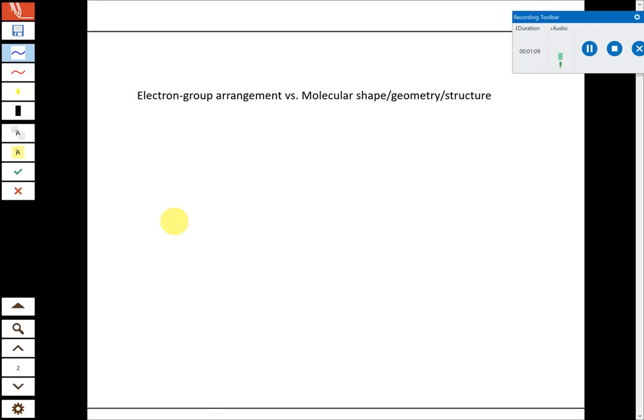In predicting the three-dimensional shape of molecules, we use the approach called VSEPR, valence shell electron pair repulsion. And there's two classifications that we want to be familiar with that come out of that treatment of molecular structure. Now, I don't think we had any huge problems on this, but I just want to make sure we're clear on it since it's probably something that I didn't go over in class as clearly as I could have. So the two ways that we classify molecules are in terms of their electron group arrangement or their molecular shape, molecular geometry, molecular structure. Those three things all mean the same thing.